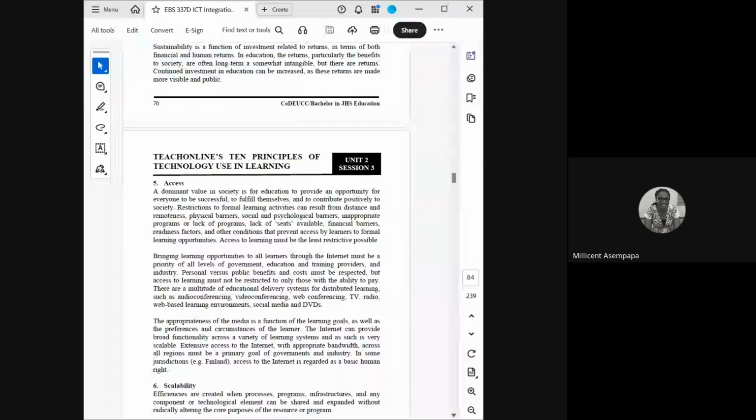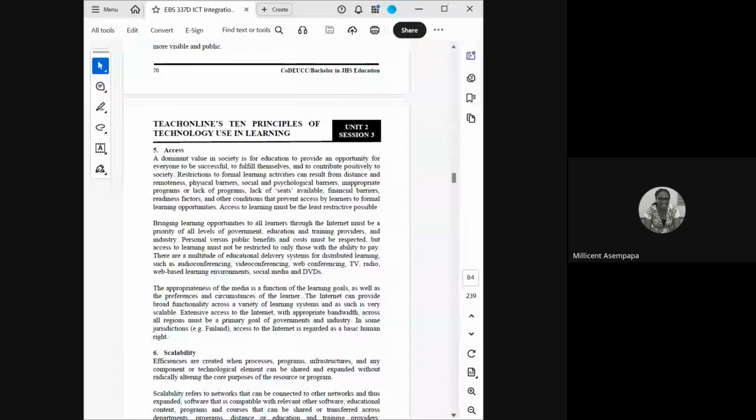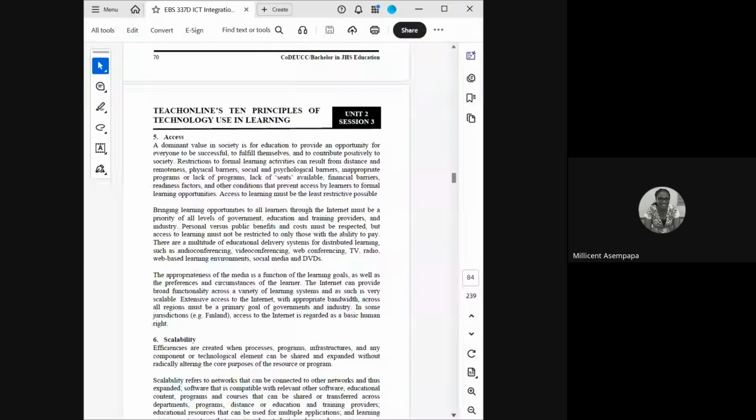So the appropriateness of the media is a function of the learning goal, as well as the preference and circumstances of the learner. The internet can provide broad functionality across a variety of learning systems, and as such is very scalable. So we are coming to scalable, but they are telling us internet is very scalable. Scalability means that we can expand. The program can be expanded. The program can be extended. It refers to a network that can be connected to other networks and thus expand.